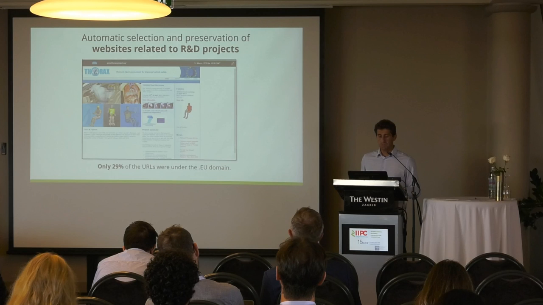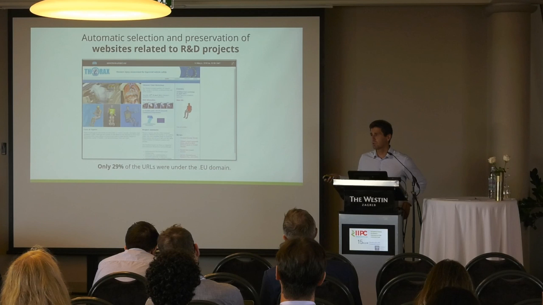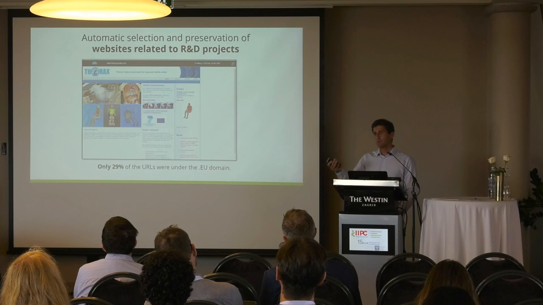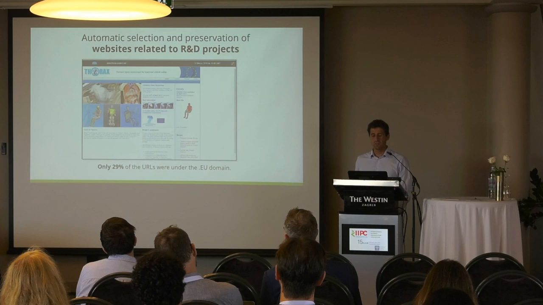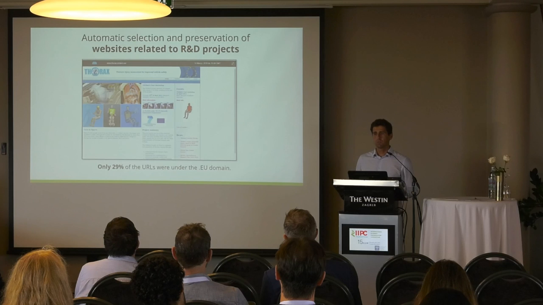So we then adopted a different, smarter approach, in which we used the information from the EU Open Data Portal, picked up that metadata, and went automatically to search engines using the Bing API from Microsoft and tried to get those sites that were still alive and crawl them, doing a more targeted crawling. After we finished this work, we found that only 29% of the URLs were actually under the .eu domain. So just to summarize, you can search and use our three crawls of the .eu domain, but we will not continue to do that because it does not serve our purposes.